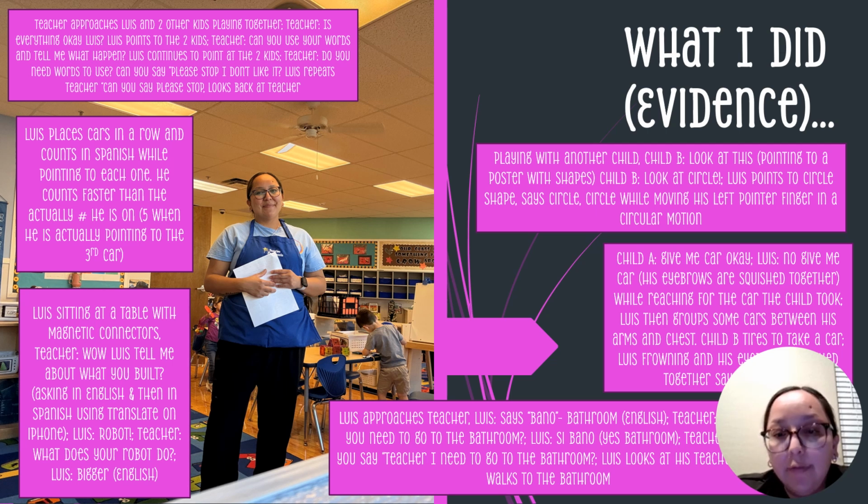Child A: Give me car, okay? Louis: No, give me car. His eyebrows are squished together. While reaching for the card the child took, Louis then grouped some cards between his arms and chest. Child B tries to take a card. Louis frowns and his eyebrows squish together, saying, no, no, no.